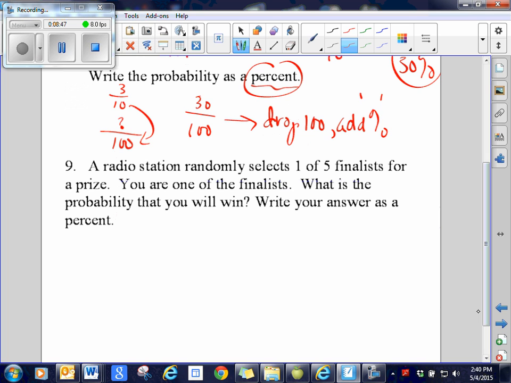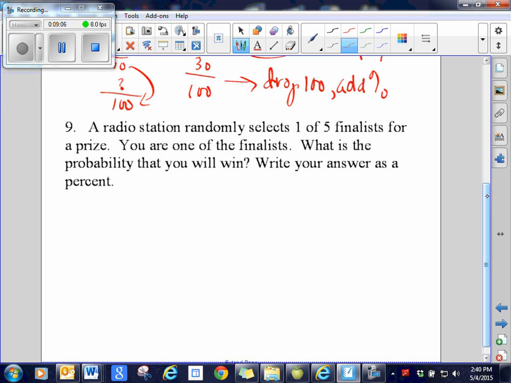A similar question: a radio station randomly selects 1 out of 5 people for a prize. You are one of the finalists. What's the probability that you will win? Write your answer as a percent. I'm going to leave this one for you. I want you to think about it and come to class with this one worked.